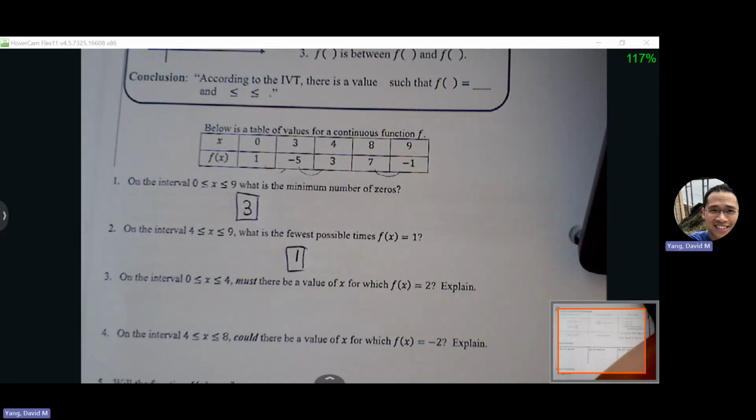Okay, on the interval from 0 to 4, x value between 0 and 4, must there be a value of x for which f of x is equal to 2? Yes, right. And so it says to explain.